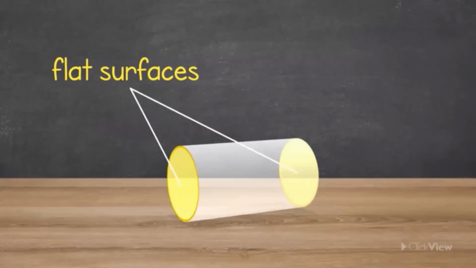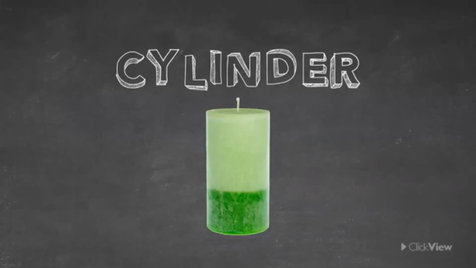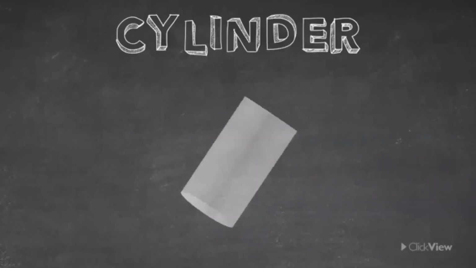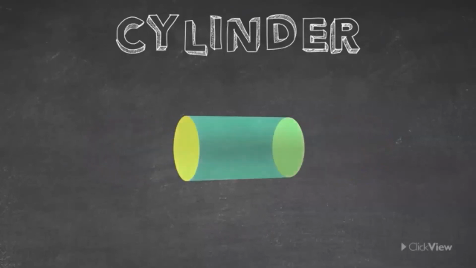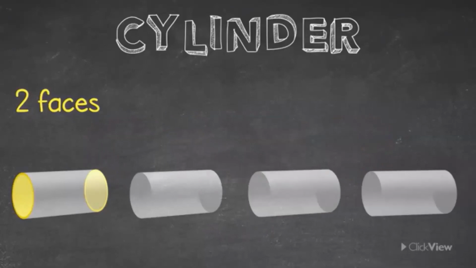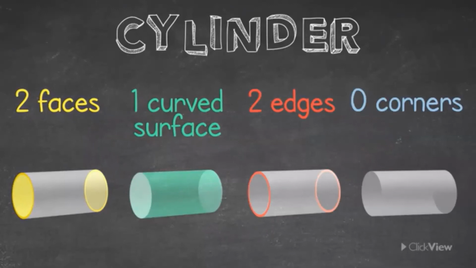However, some 3D shapes have more than just flat surfaces. Some have curved surfaces. But we don't call them faces because faces are always flat. This shape is called a cylinder. A cylinder has 2 circles on each end that are the same size, with a tube in the middle. It has two flat faces and one curved surface. The cylinder also has two edges, but no corners. Remember, a corner is where two or more edges meet. In a cylinder, there are no corners because its two edges do not meet.